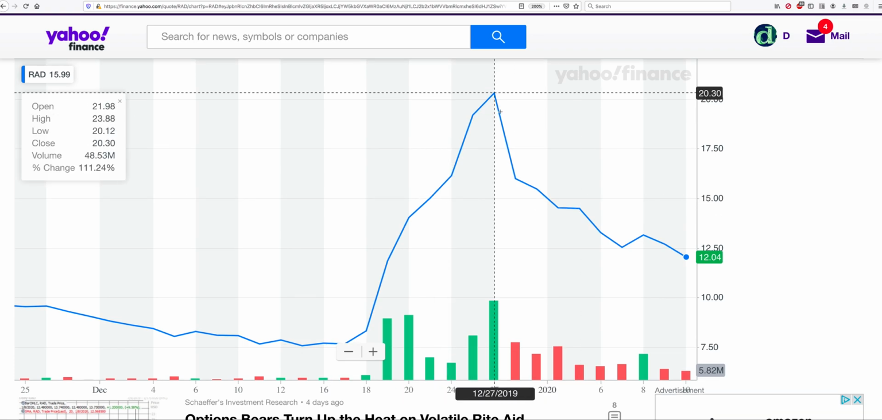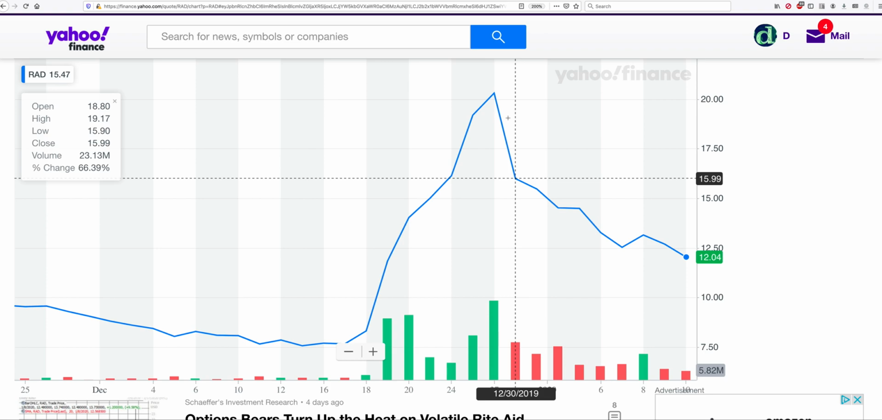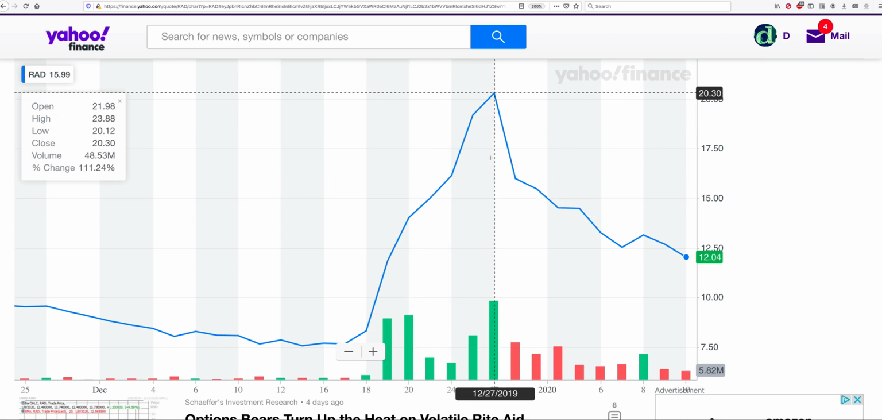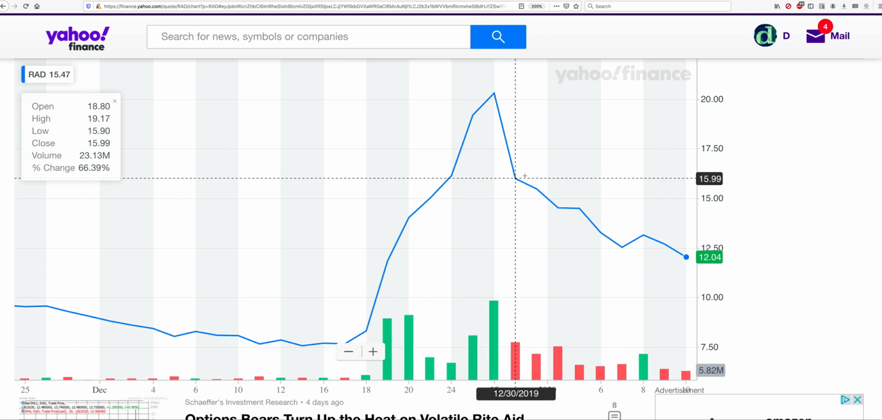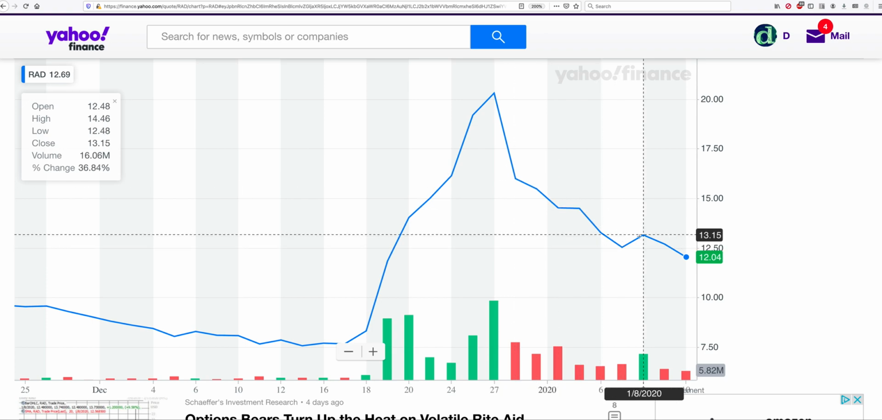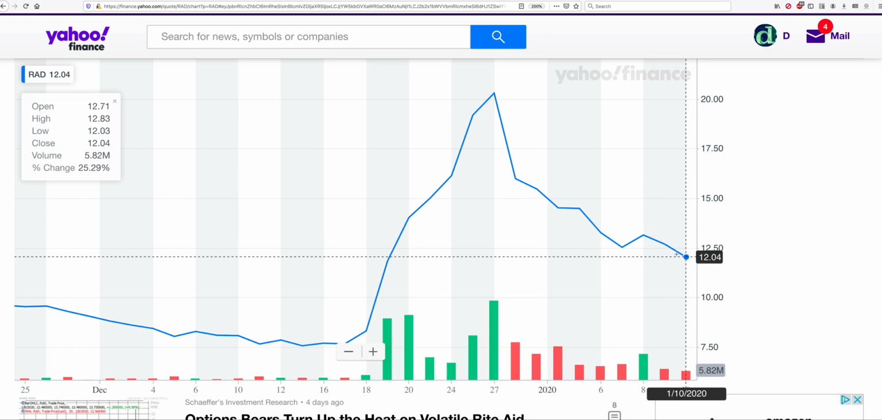And then what do we see that consequently happened that next week? We see that it started to drop off. So you had the run up after earnings, 12, 26, 27, and then we see it started to fall. And it continued to fall, continued to fall, continued to fall, hit 13 again, and fell back down to 1204.